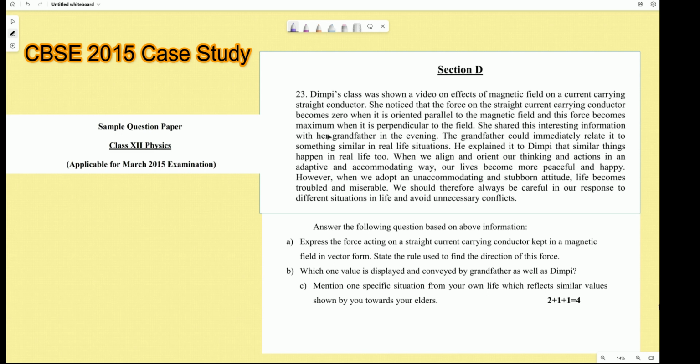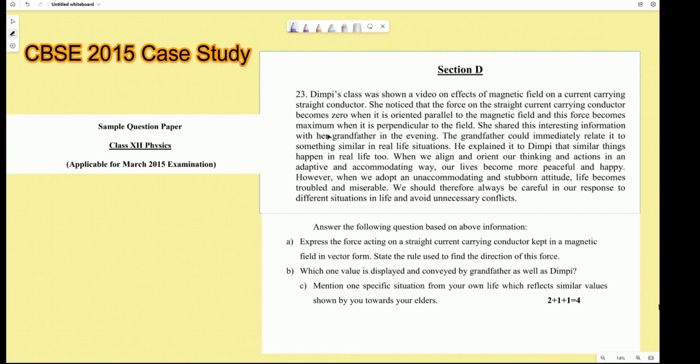All right, so what Dimpi notices is that there are two forces. One, which is minimum force when the conductor becomes parallel to the magnetic field, B, and the force becomes very high when the current carrying conductor becomes perpendicular to B.